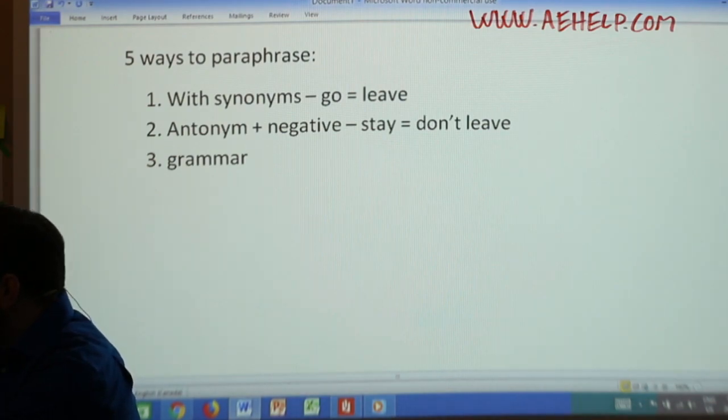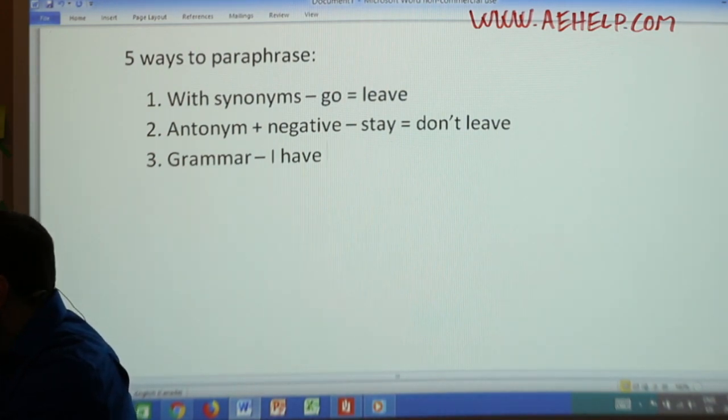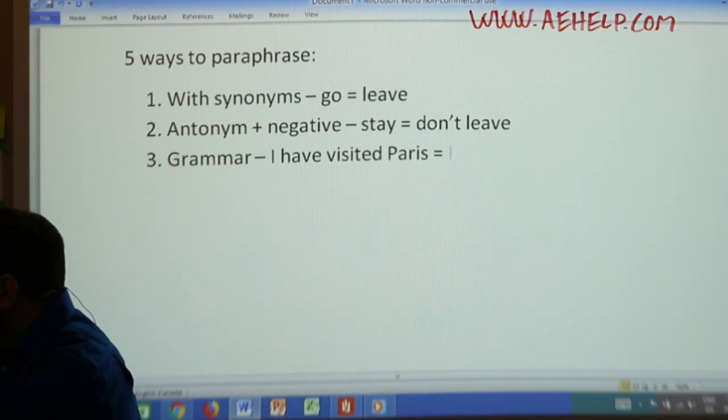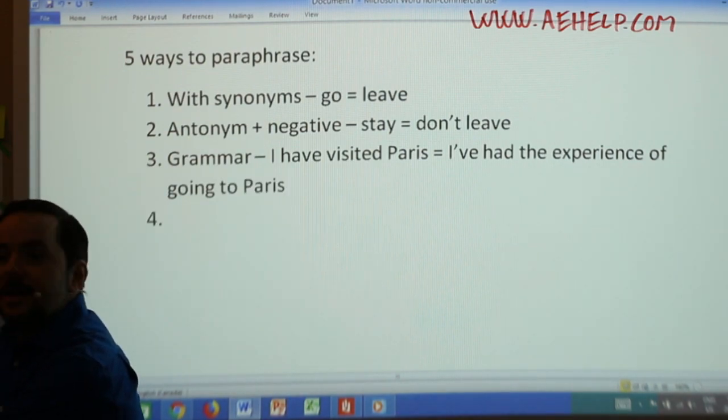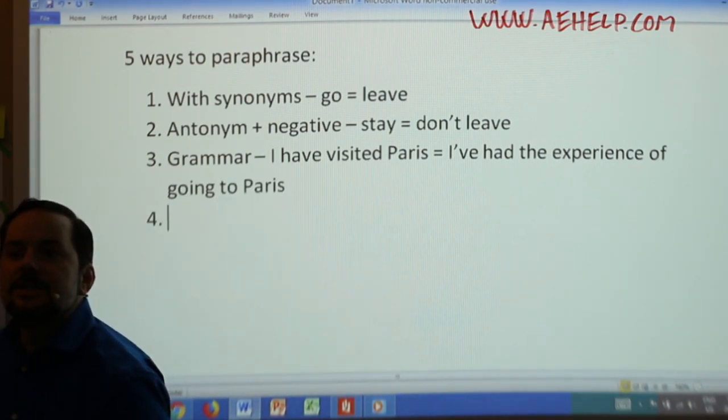For example, we can have a present perfect, like I have not, or let's say something positive. So I have visited Paris. This means I've had the experience of going to Paris. Okay. And then number 4 is expressions.